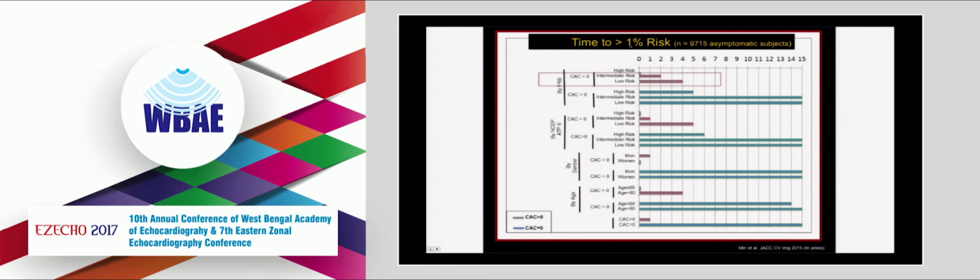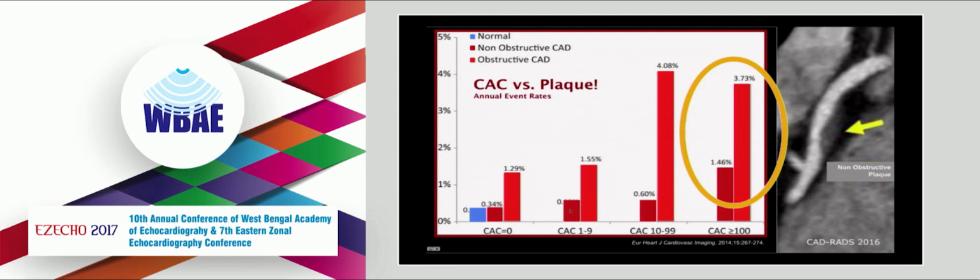defined as time to greater than 1% a year risk, compared to those intermediate risk patients with any degree of coronary artery calcium. You can see right away that even in the low risk patient, who normally would not have events over the next 15 years, having any calcium more than zero significantly drops the risk-free period to 4 years from 15 years. You can see the same thing based on ATP3 classification by gender and by age. All this tells us it's an extremely powerful risk factor.